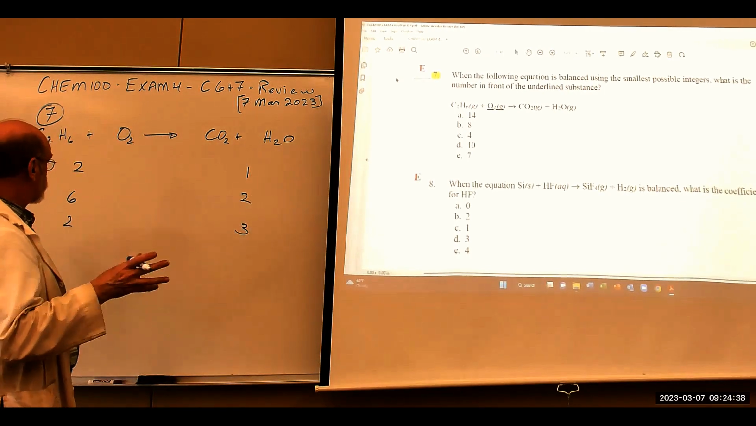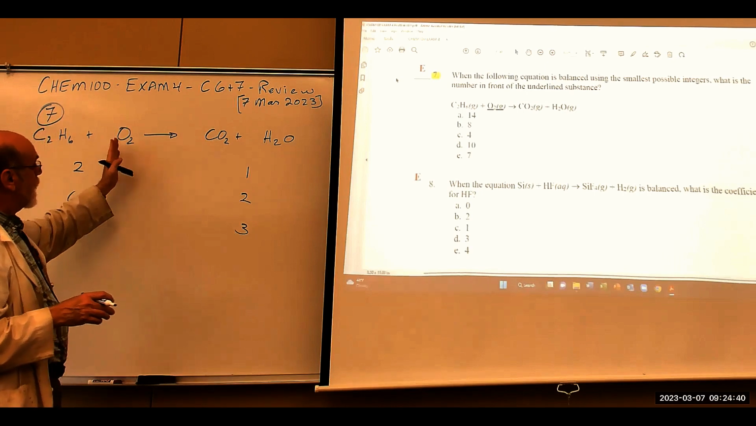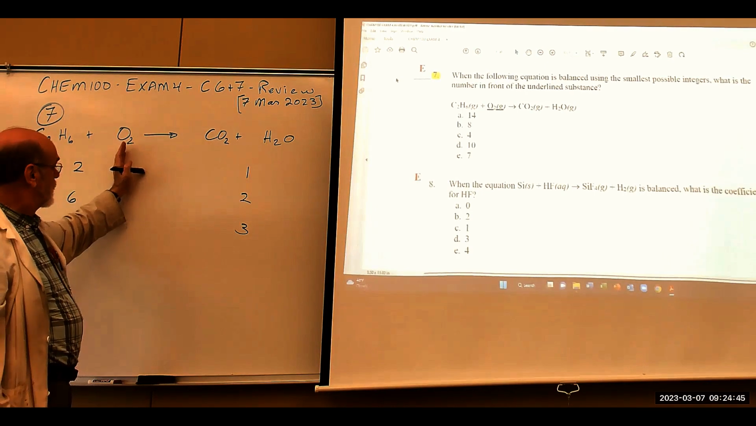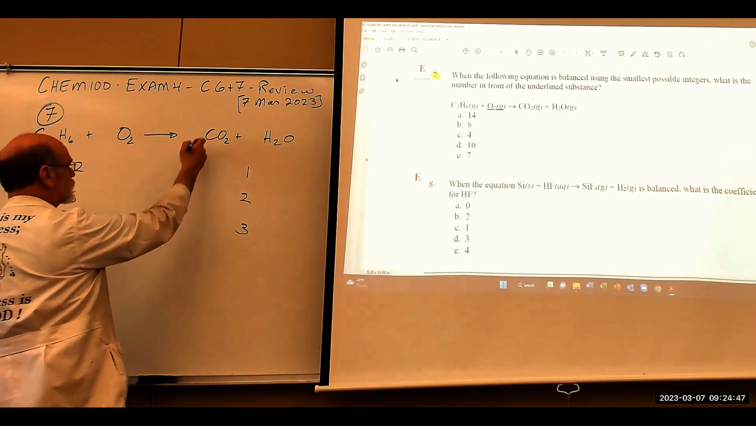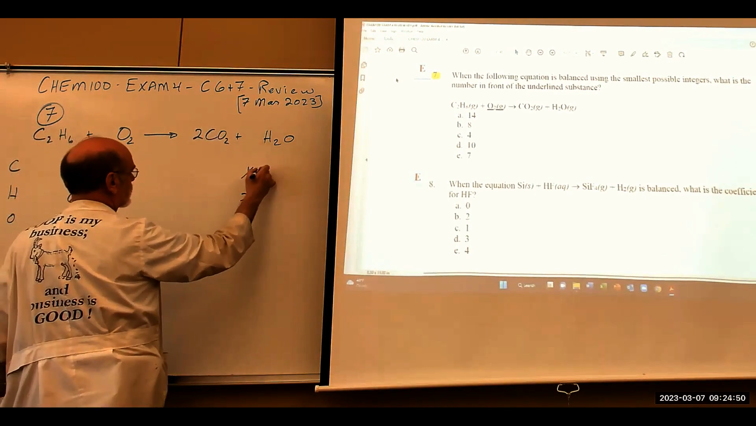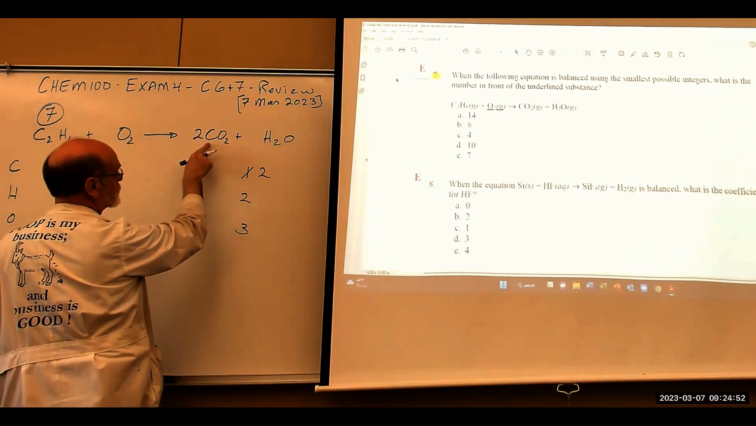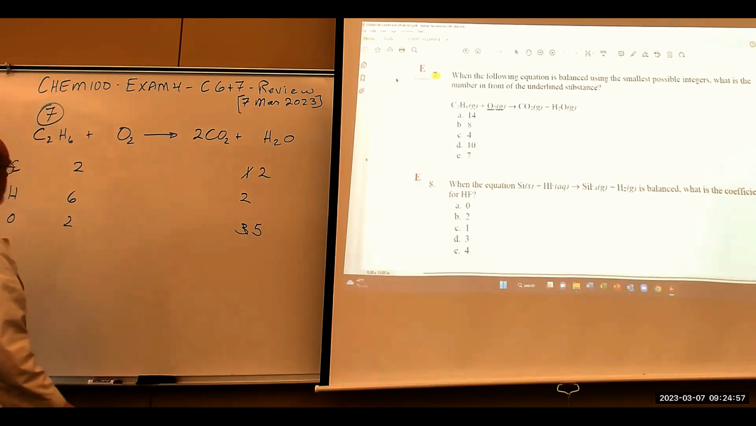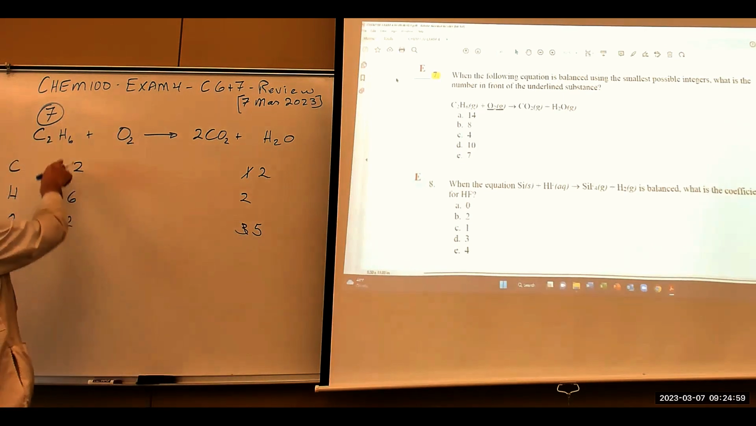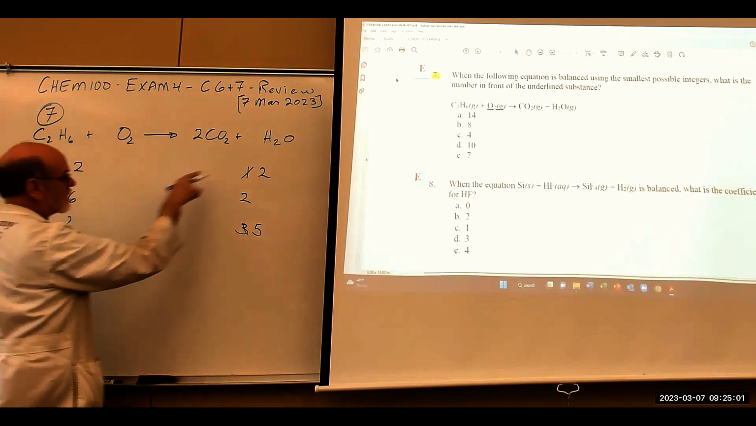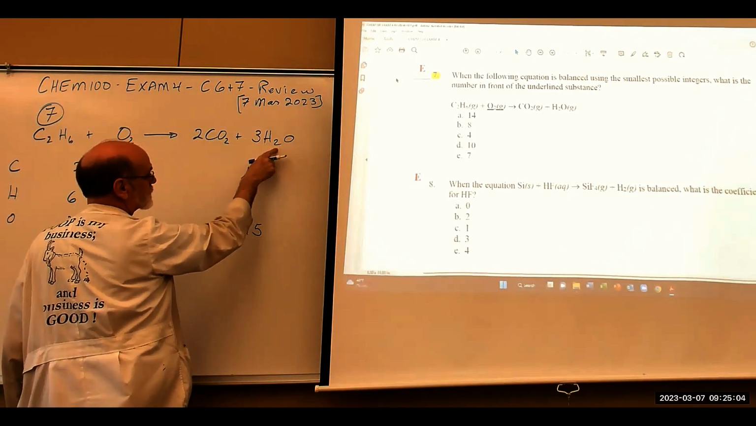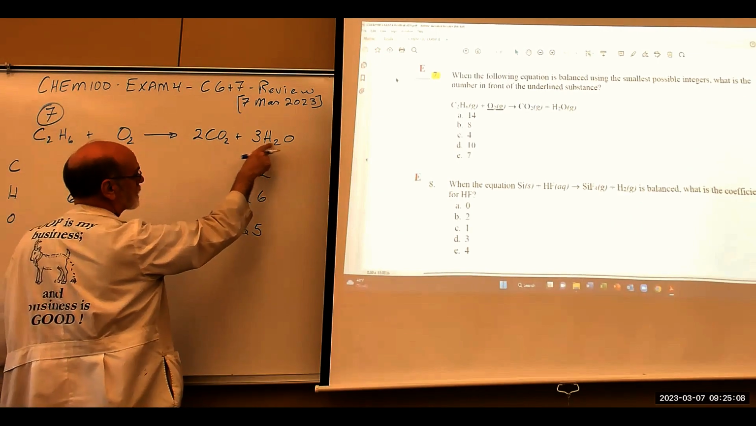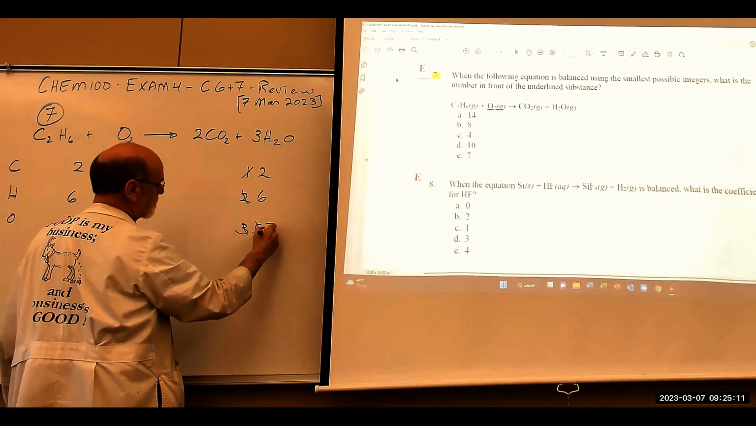So where do we start? Well, we don't start with the oxygens because that's a single element. We'll hold that one till last. So let's start with carbon. We need 2 carbons here. That makes 2. Now that changes the oxygens to 4 plus 1 is 5. How about hydrogens? Well, we need 6 hydrogens. So if we put a 3 here, that gives us 6 hydrogens. It also changes the oxygens. 3 plus 4 is 7.